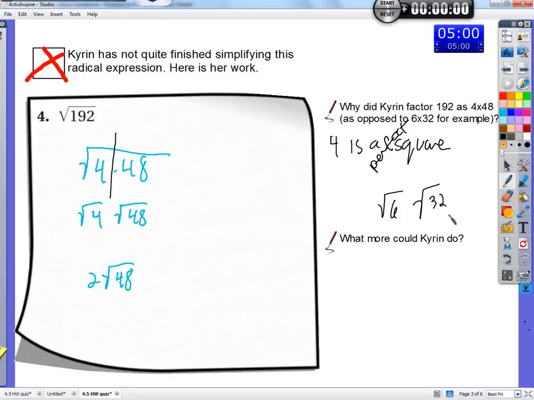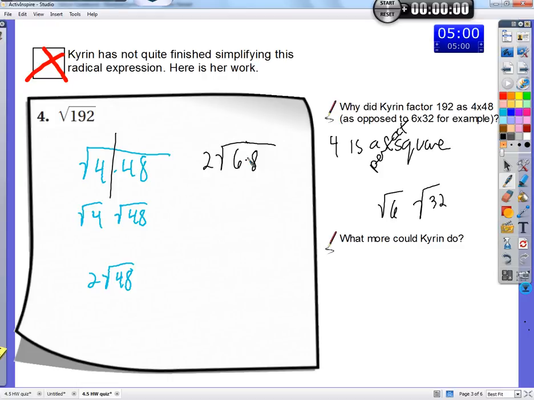Yeah, simplify the square root of 48. Okay, so apparently we can do that. How are we going to do that? We're going to factor it, right? How are we going to factor it? 6 and 8. 6 times 8. 4 and 12. Which should we use, 6 times 8 or 4 times 12?